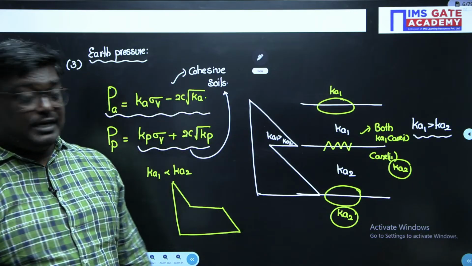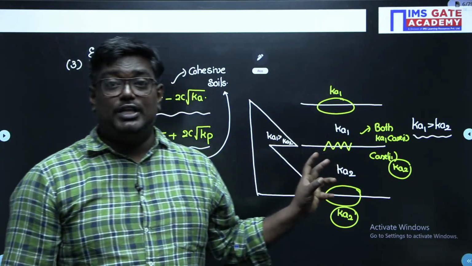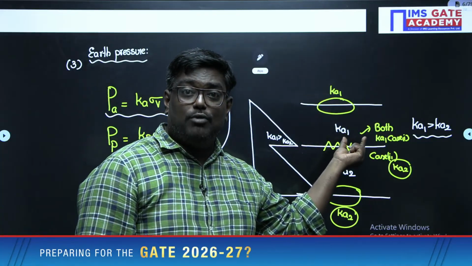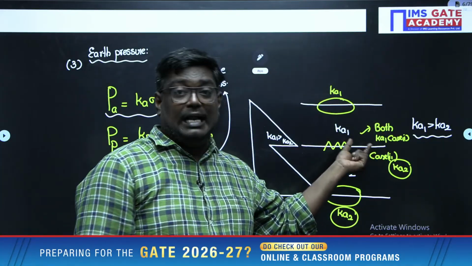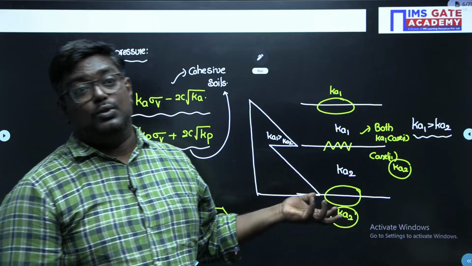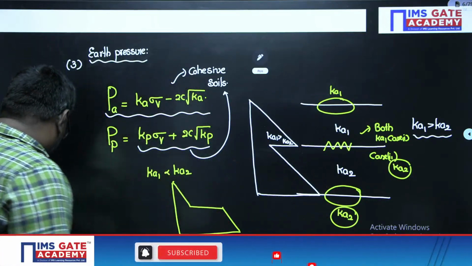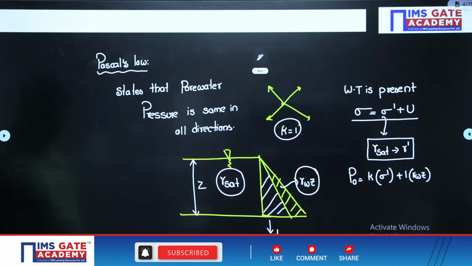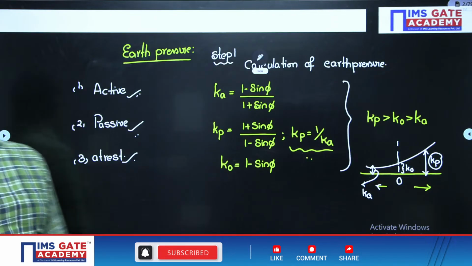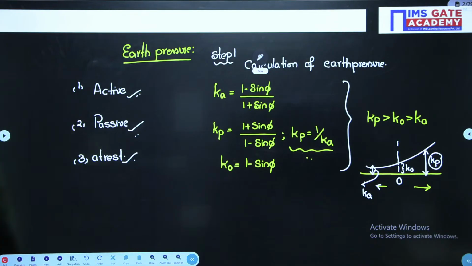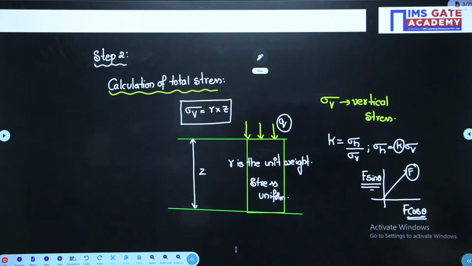Now, my dear students, at the interface if cohesion is also there, then in one case you take Ka1 with respect to C1. In the second case, you have to take Ka2 and C2. I hope you are clear with the earth pressure. Just go through these 3 steps before going to the next step. Just go through those things, students.